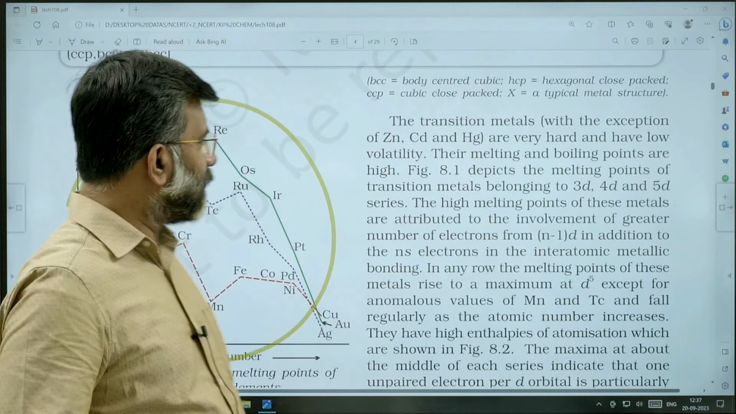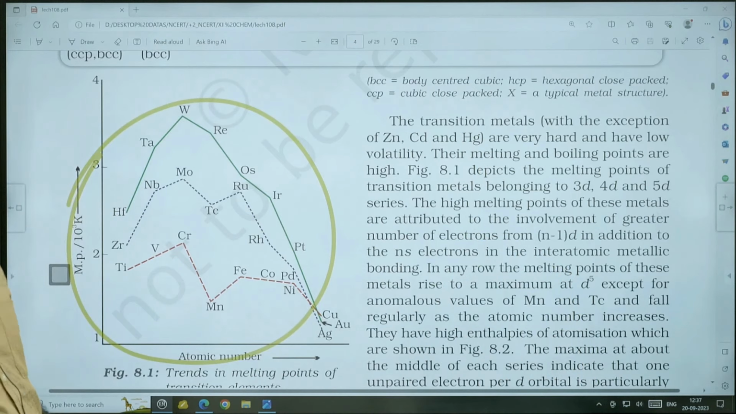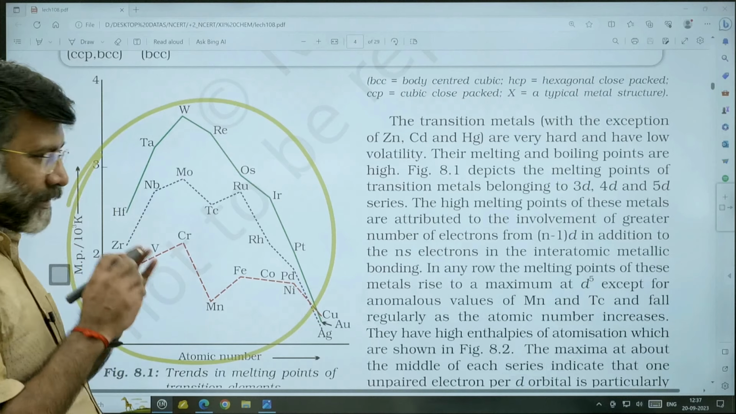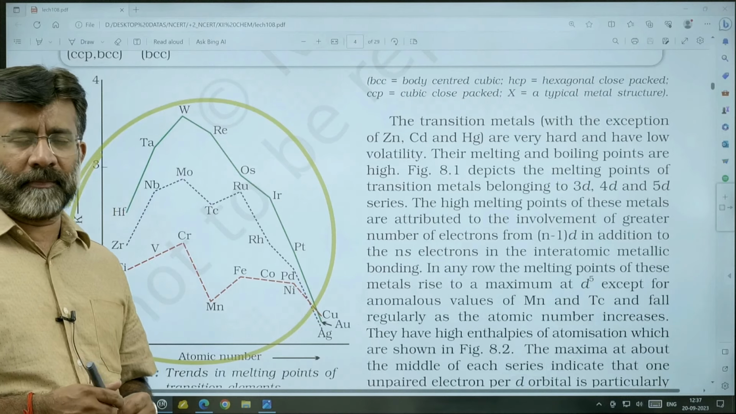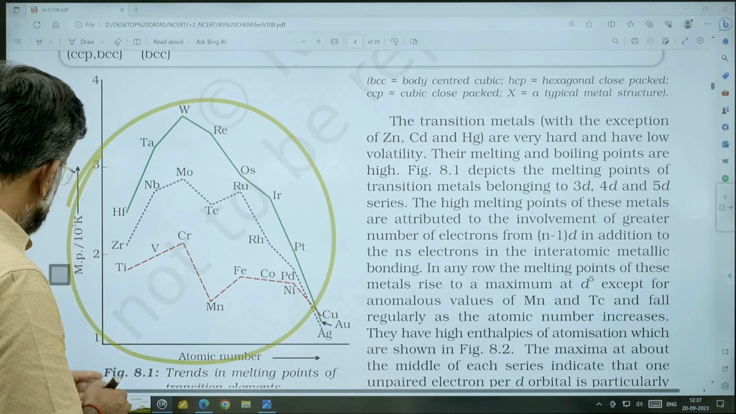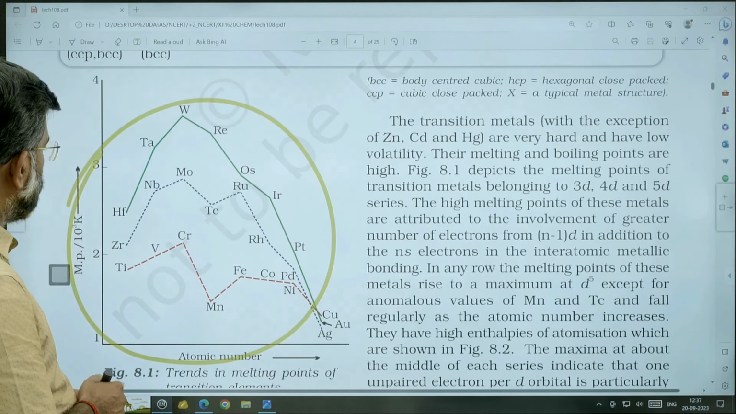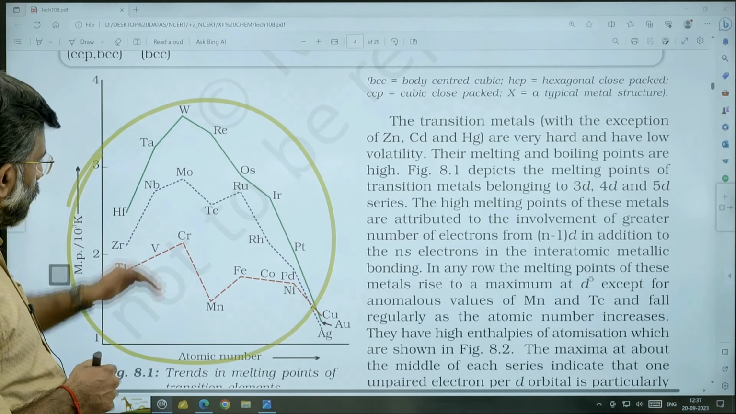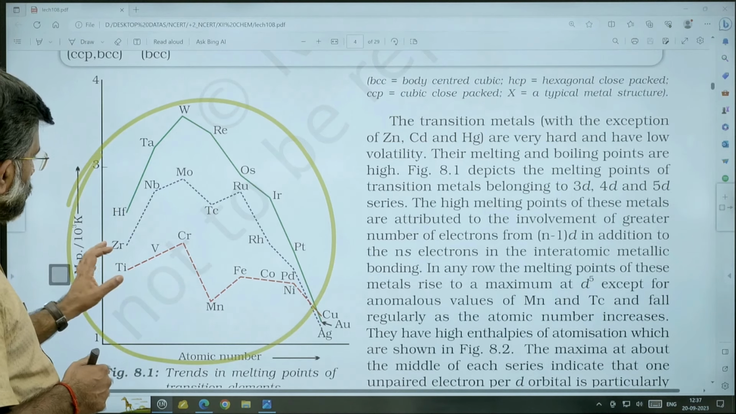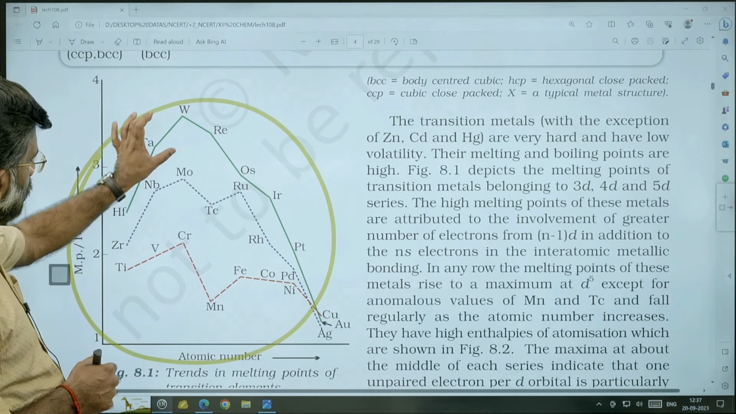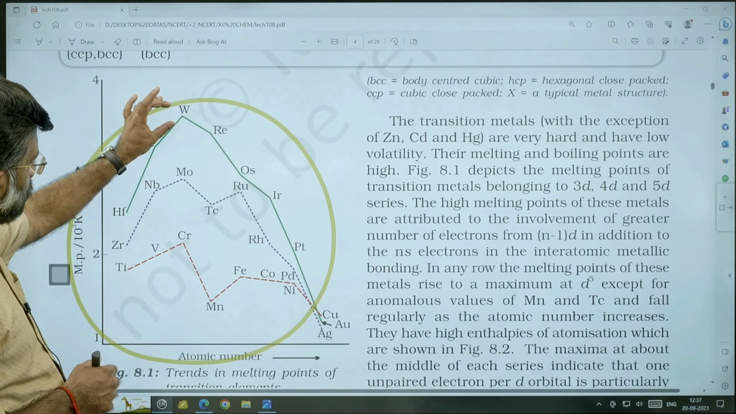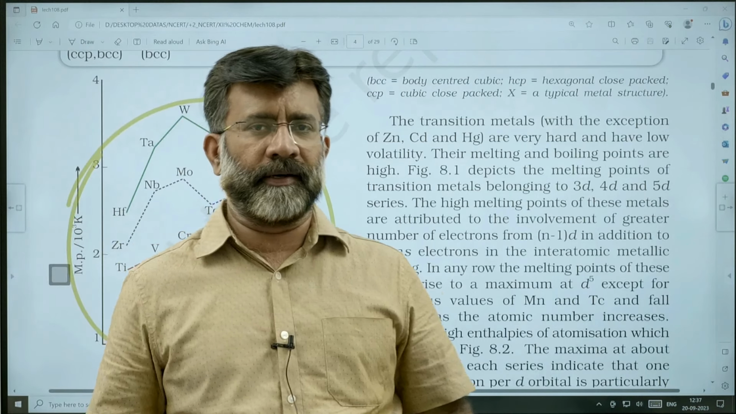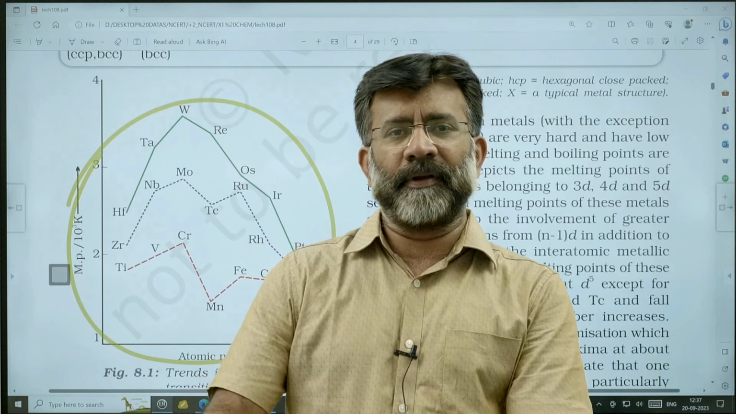On to the discussion on melting point. We can go through the trend, how the trend comes in the melting point of transition metals. That is in the NCERT figure 8.1. See, it's quite simple to understand. The three series of elements, their melting points are given. A general trend is the melting point increases, comes to a maximum, and then decreases. So as you move from left to right in the series, the melting point increases.